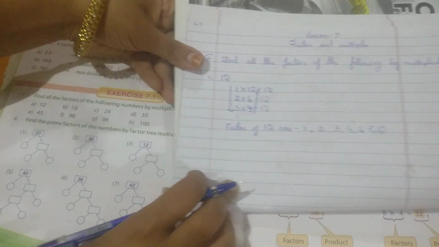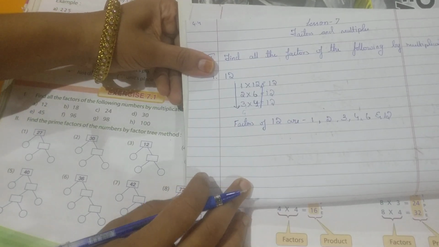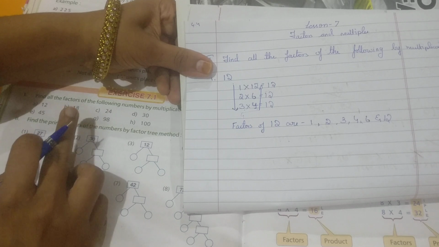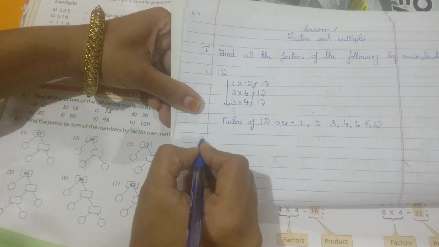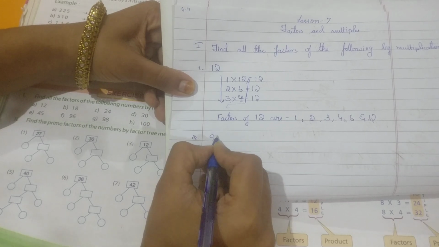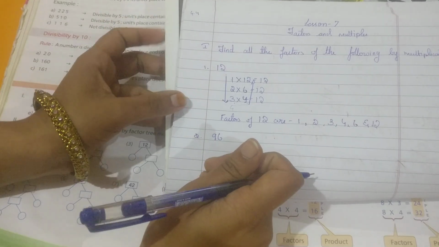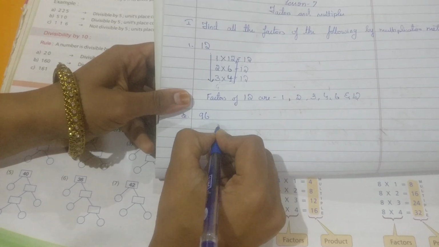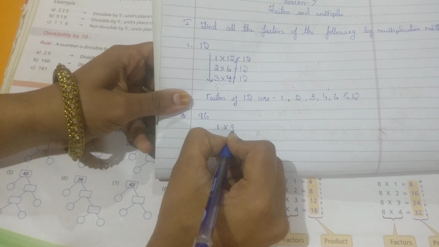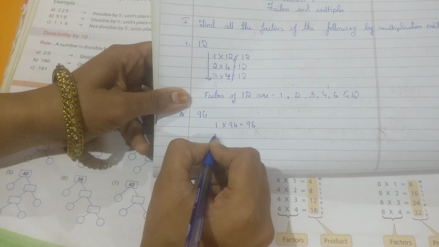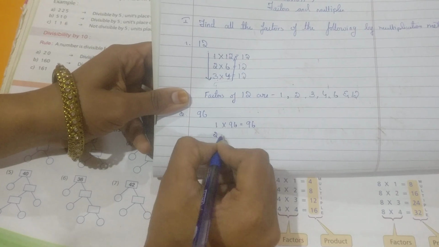So same thing, let me try for another number. Let me take a bigger number this time. So I am going to take 96. So I will write the second question, 96. Which are the tables in which you get 96? Let's start from 1. Yes, 1 into 96 is 96. Next, in 2 tables, yes, it goes.